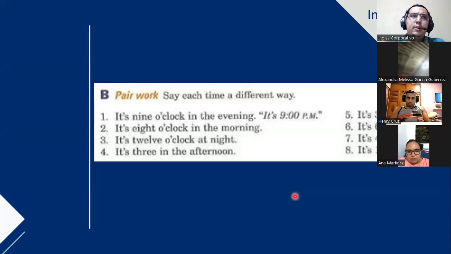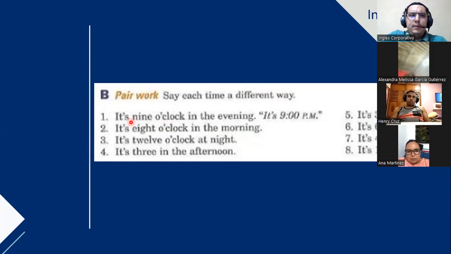If you remember, there were not a lot of different ways, but we also have the most common. The key here is going to be to remember the most common, and keep it in mind as much as we can. Well, let's see what we have here. Pair work. Say each time a different way. Remember, we were doing some exercises in yesterday's class, right? We were talking about the time.